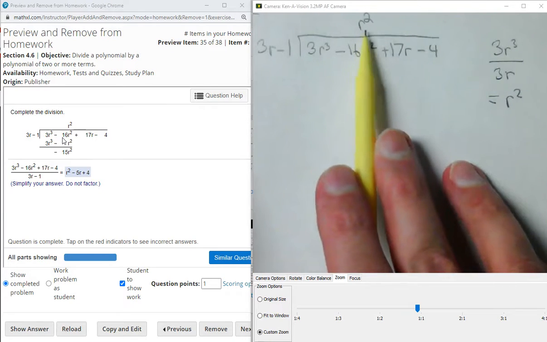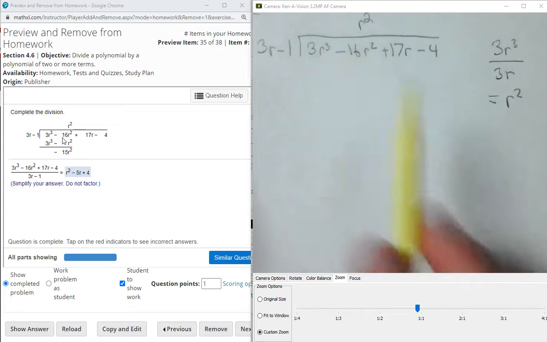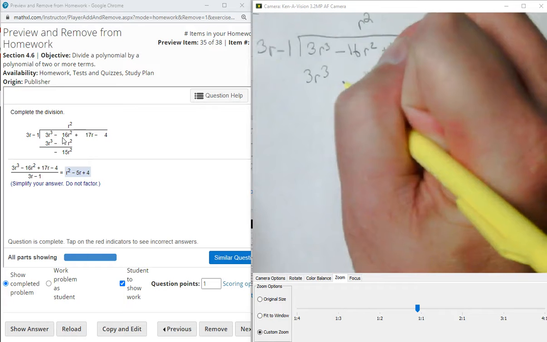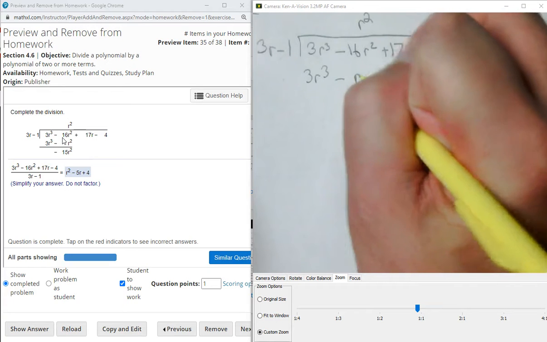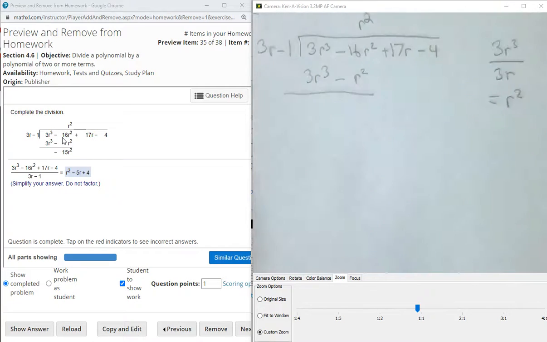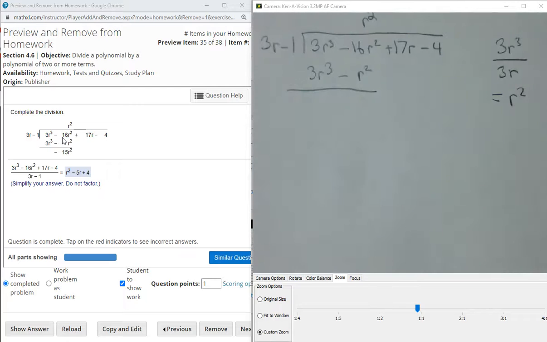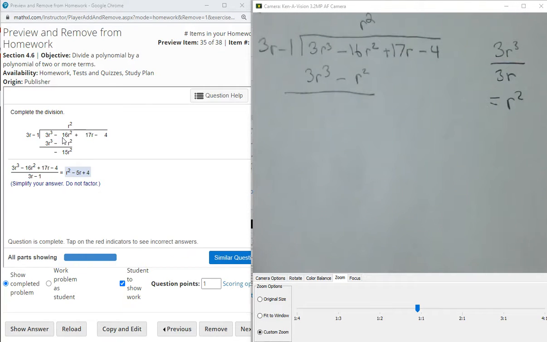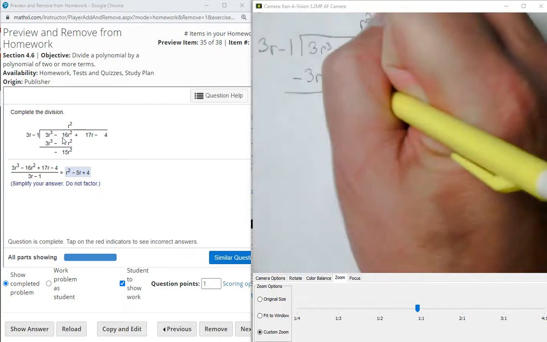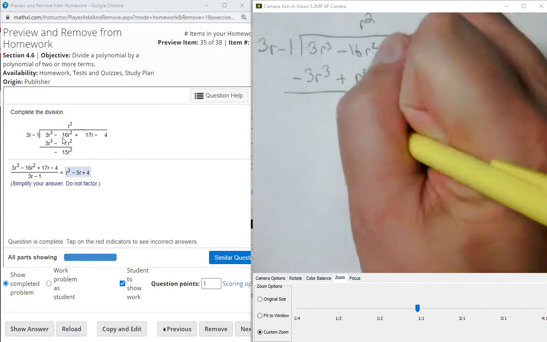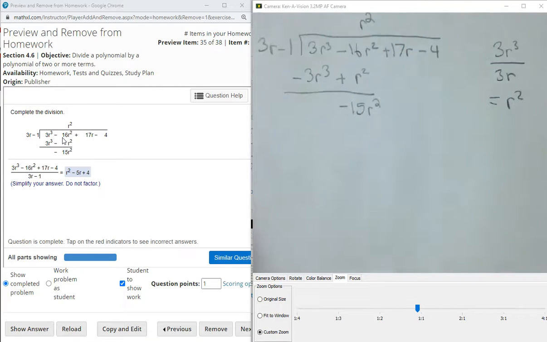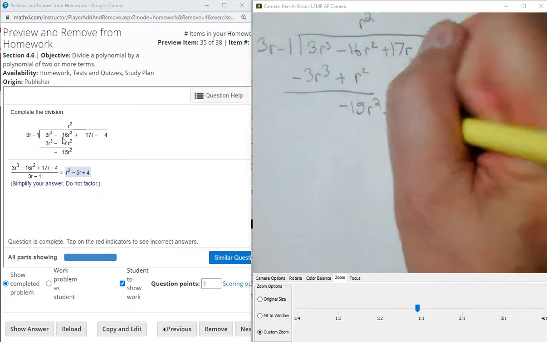Now I'm going to multiply r squared times 3r minus 1, which would give me 3r cubed minus r squared. Now, the textbook says to mentally subtract. One thing I like to do is go ahead and change signs and add. So that would get me negative 15r squared. Then I would bring down the 17r.